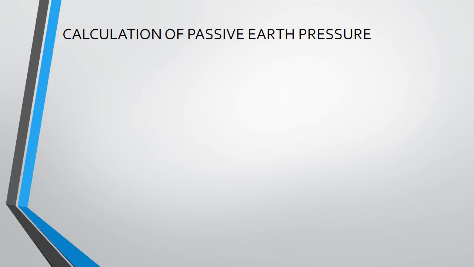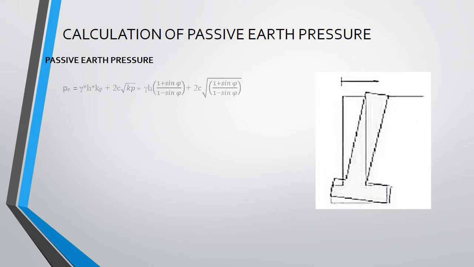Calculation of passive earth pressure. Passive earth pressure is calculated by using the formula derived by Rankine, which is given as Pp, the passive earth pressure, is equal to gamma h into Kp, where Kp is the coefficient of earth pressure, plus 2c into root over Kp, where c is the cohesion. Now the height of the retaining wall is 6 meters.